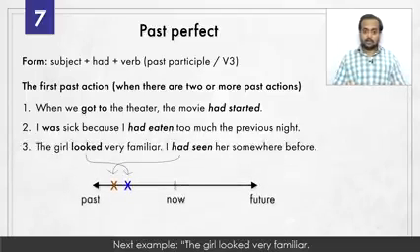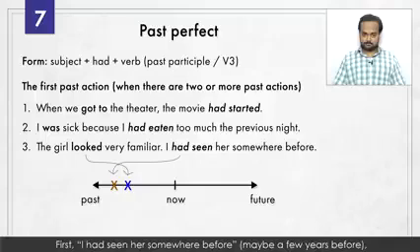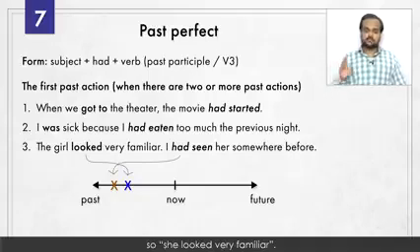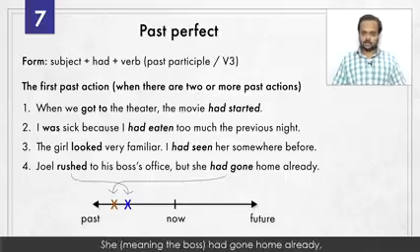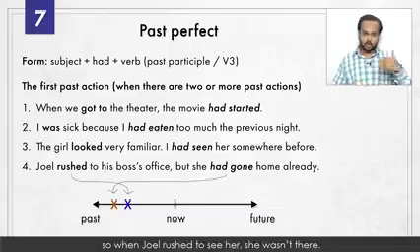Next example. The girl looked very familiar. I had seen her somewhere before. First, I had seen her somewhere before, maybe a few years before, so she looked very familiar. Joel rushed to his boss's office, but she had gone home already. She, meaning the boss, had gone home already, so when Joel rushed to see her, she wasn't there.